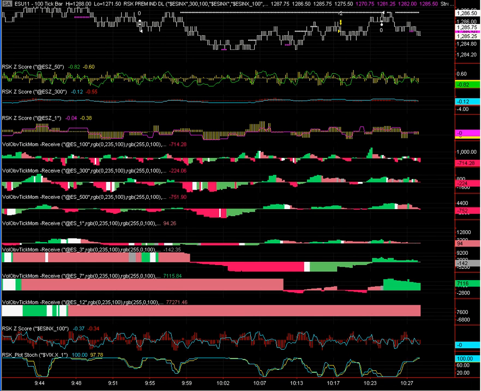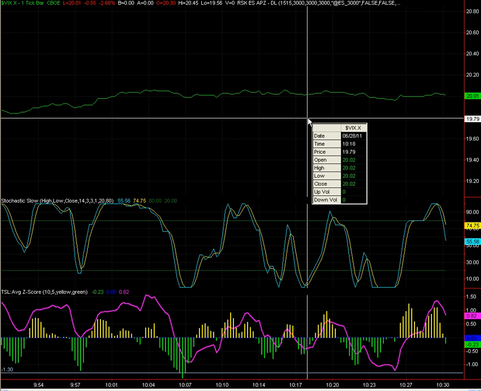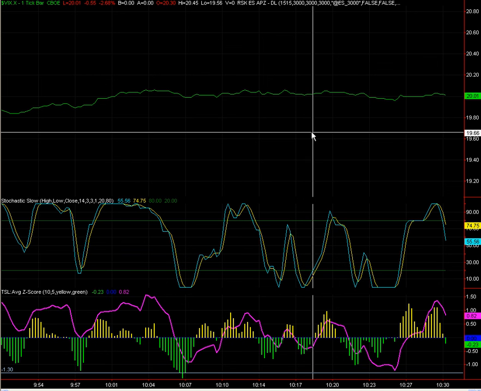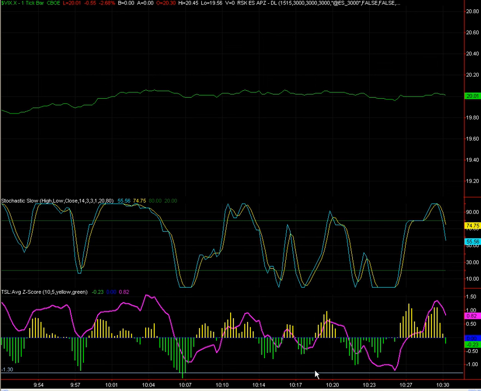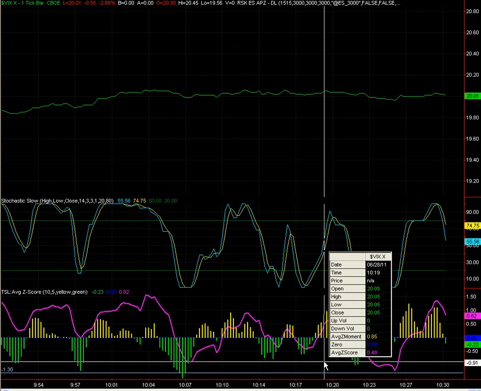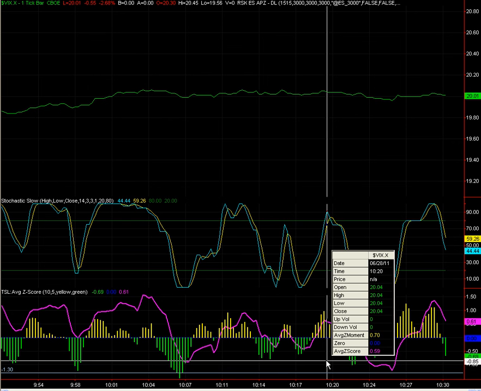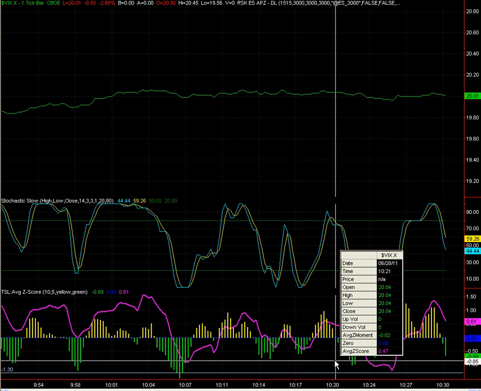Now at 10:18 we get a short trade. Now why is that? Well, good reason. I mean, the VIX is beginning to move back up again. VIX is moving back up at 10:18. But come to 10:20, right in here, VIX is moving back down again.